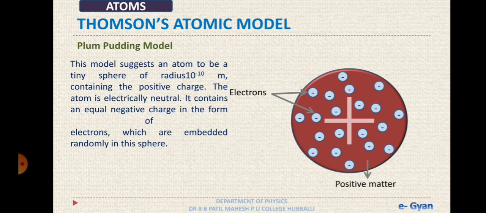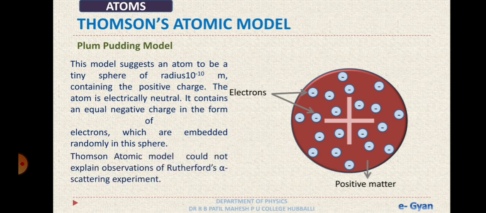This model suggests that an atom is a tiny sphere of radius 10 to the power minus 10 meter containing the positive charge. The atom is electrically neutral, so it has to contain an equal amount of negative charge in the form of electrons which are embedded randomly inside the sphere. Thomson's atomic model could not explain the observations of Rutherford's alpha scattering experiment, so it was rejected at its base.